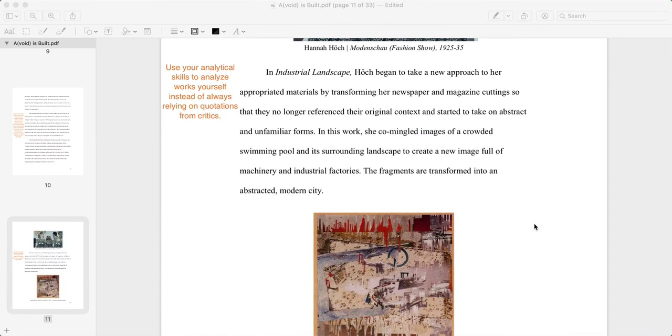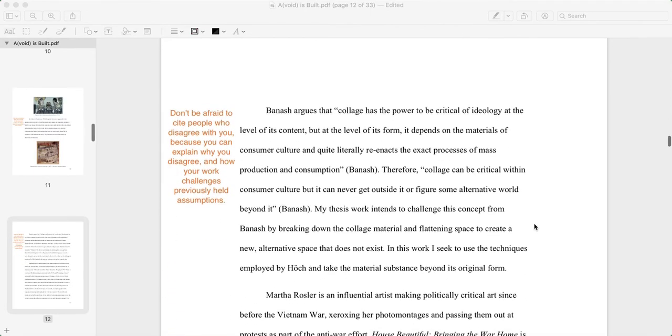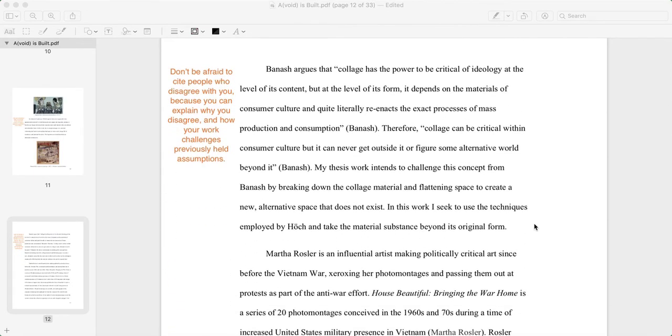You can also use your analytical skills to analyze works yourself instead of always relying on quotations from critics. Don't be afraid to cite people who disagree with you. You can explain why you disagree and how your work challenges previously held assumptions.